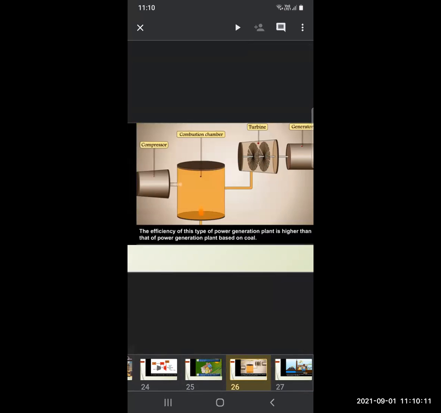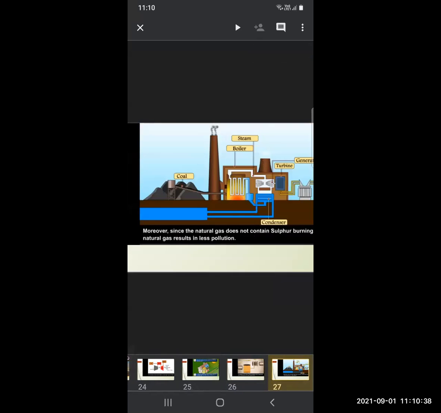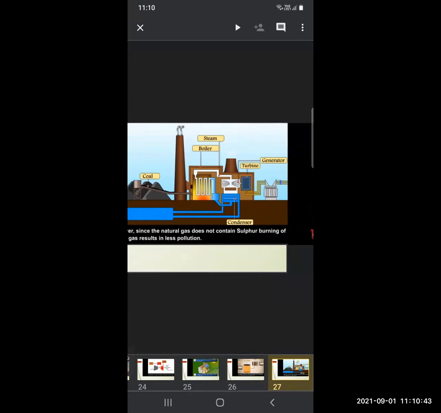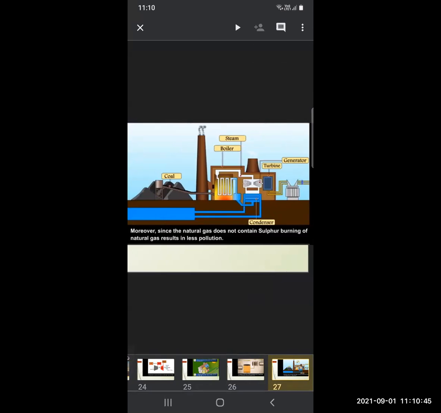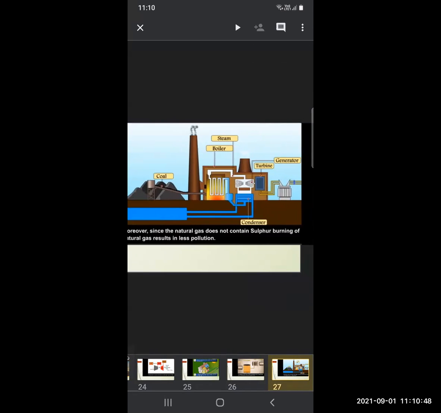The efficiency of this type of power generation plant is higher than the power generation plant based on coal. This is the one using natural gas: compressor, combustion chamber, then the turbine and generator. The efficiency is high. Moreover, since natural gas does not contain sulfur, burning it creates less pollution.